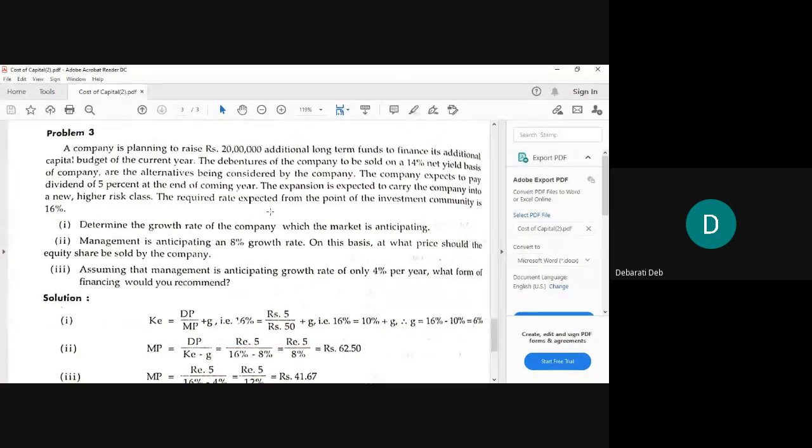The company is planning to raise 20 lakh. The debenture of the company is to be sold on a 14% net yield basis. Are these the alternatives being considered by the company? If it wants to raise 20 lakh, then it can do so in two ways. One is selling the debentures.